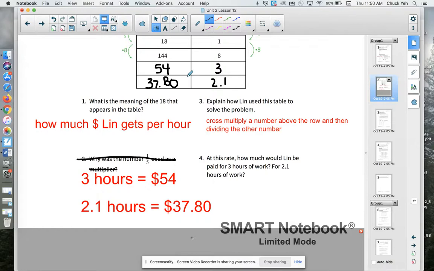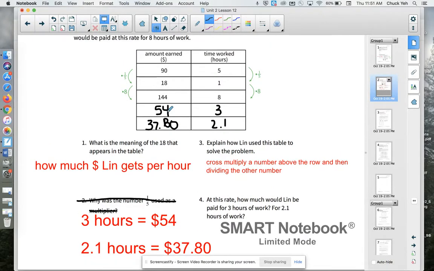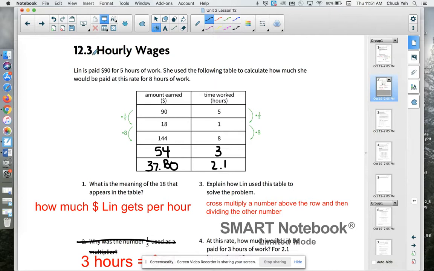Okay? Just remember the key thing is to cross multiply and divide. That's one of the easiest ways. And how we know they're equivalent, if you cross multiply, it's the same answer. On your calculator, multiply 3 times 37.80, and then that should be 54 times 2.1. Multiply 90 times 2.1, that should be the same answer as 5 times 37.80. It's kind of like a little bit of magic. All right? That's basically what we did today. We just did 12.3 in the hourly wage.